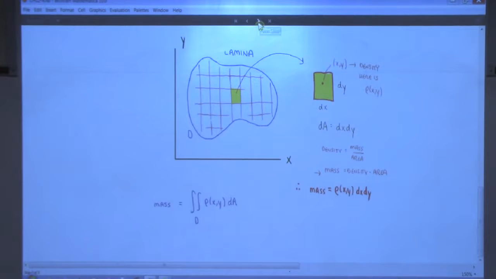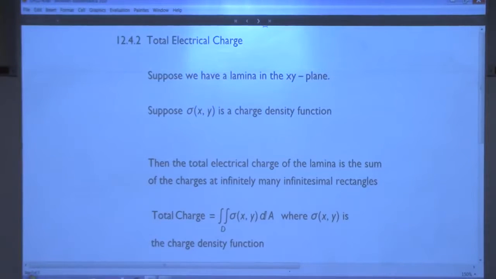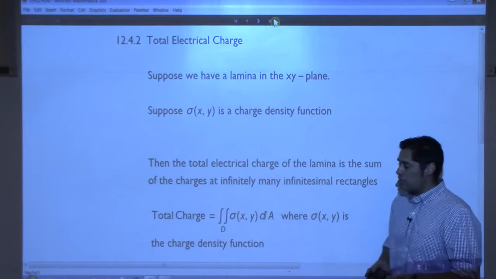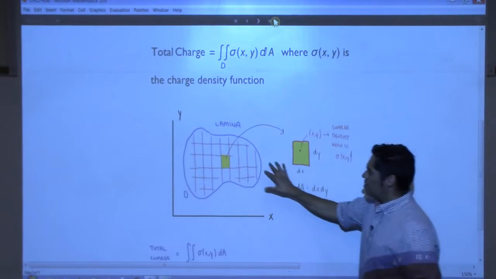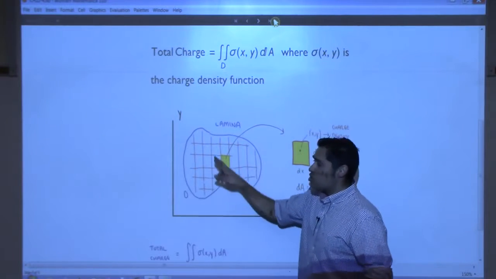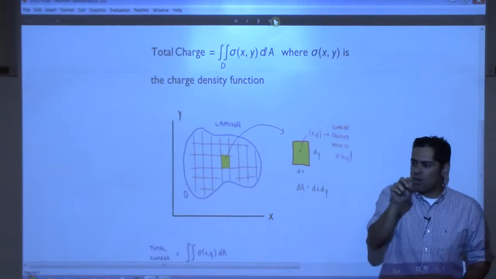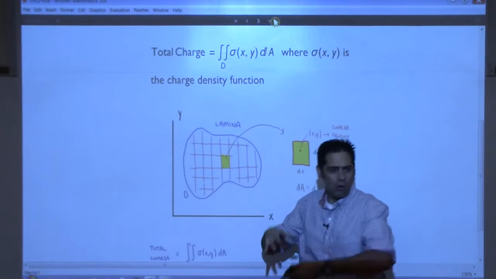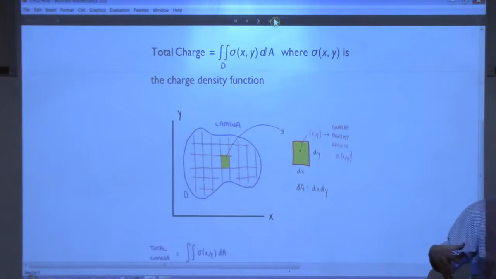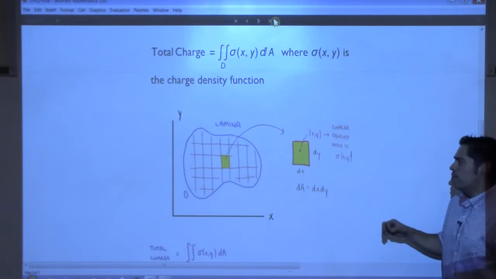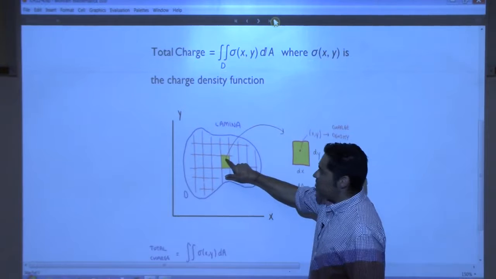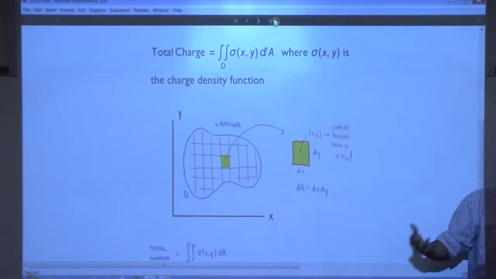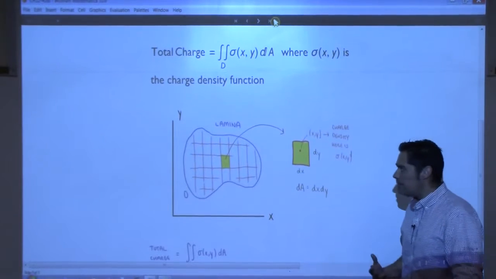If instead we'd like to do something that involves electromagnetism, we could look at a lamina again, a flat sheet of paper, and we could say, check out this sheet. It has a charge at each point, some charge density is what they call it. If you're trying to find the total charge on this lamina, you multiply the charge density times the area, and you get the charge at each little infinitesimal piece, and you add those up, you get the total charge. So again, it's the same concept.